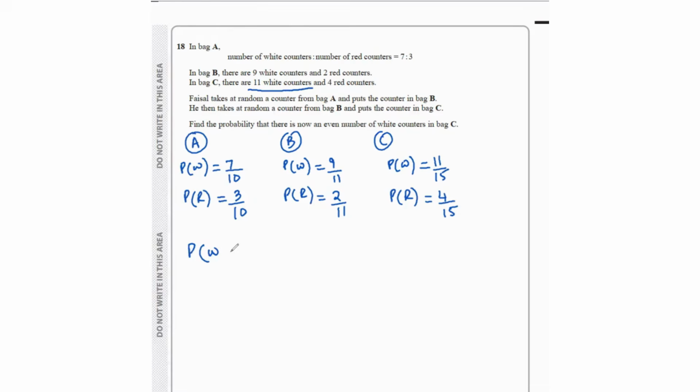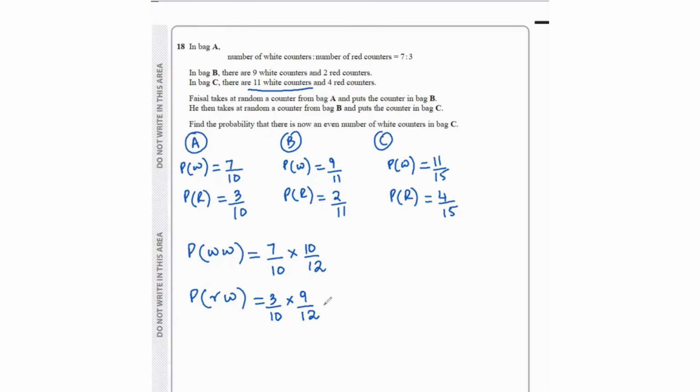Probability of white from A and then white from B. So white from A is going to be 7 out of 10. Now that we've taken a white counter from A and put it into bag B, we're going to have 10 white counters and 12 counters in total. So that's going to be 10 over 12. The other possibility is red from A, white from B. So red from A is going to be 3 out of 10 and white from B is going to be 9 out of 12.